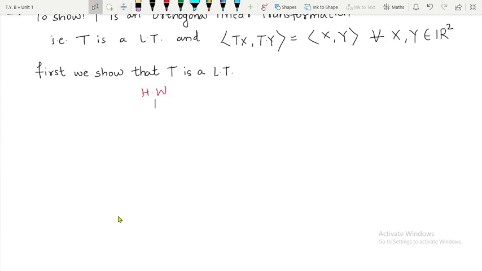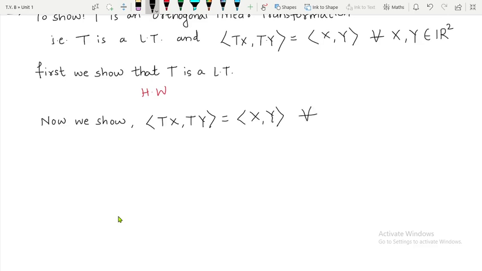So instead, now we show that the inner product of Tx with Ty is equal to the inner product of x with y for all x, y belonging to R2. I will use some notation: let capital X be (x1, x2) and capital Y be (y1, y2), and I will consider.